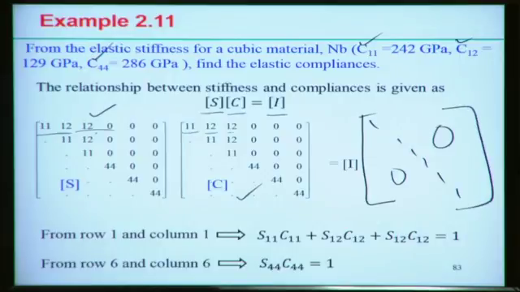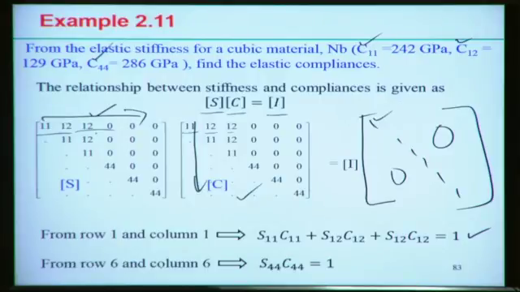So from here, if we try to solve these equations, first look into row 1 and column 1. So from row 1 to column 1, if we find out S11 C11 plus S12 C12, we are getting this equation equal to 1. Here is the 1 term.